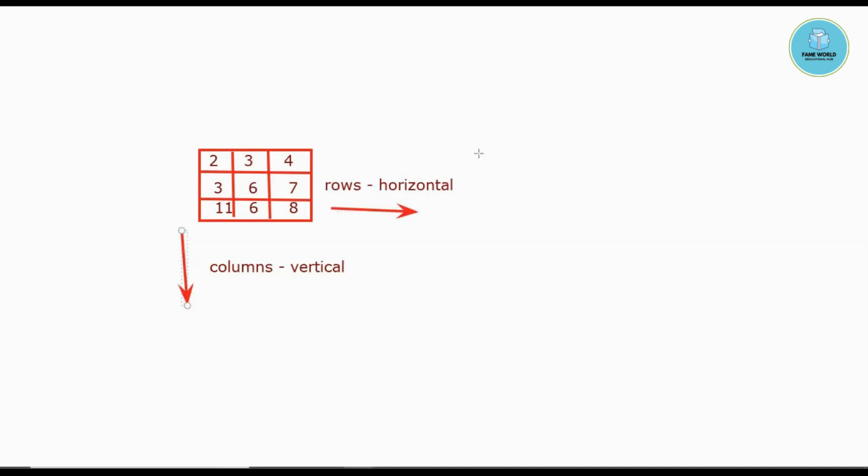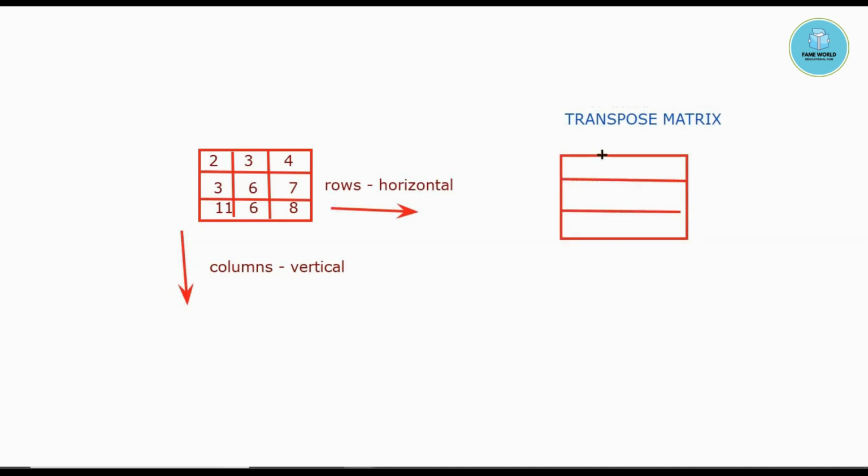Now when we are talking about a transpose matrix, the transpose matrix is the matrix in which, when we change the rows to columns and the columns to rows, it is called transpose. Let this matrix be A. So if this is matrix A, then this is the transpose matrix of A.